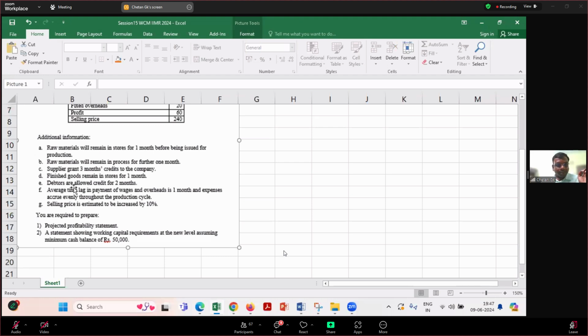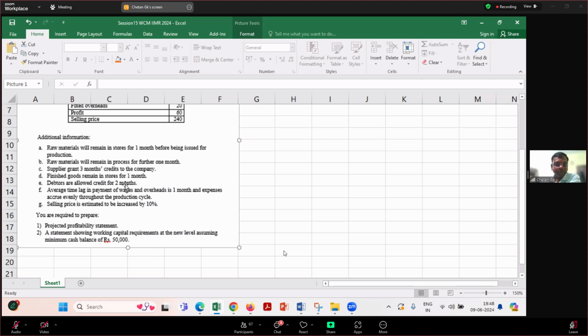Next, debtors are allowed credit for 2 months. So there are companies providing 2 months of credit to their debtors. But from the suppliers the company is getting 3 months credit. It's an advantage for the company. You're getting credit for 3 months, but you're selling your finished product and saying that 2 months is the credit limit, which is advantageous.